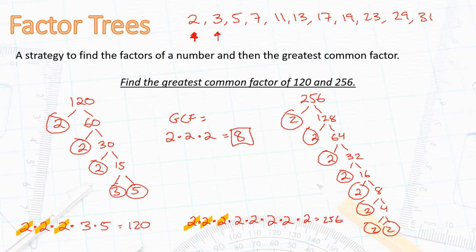So factor trees are a great way to try and find that greatest common factor, particularly if you're not too sure of the factors. All you have to do is divide by 2 and then 3, then 5, then 7, and so on until you get only prime numbers left.